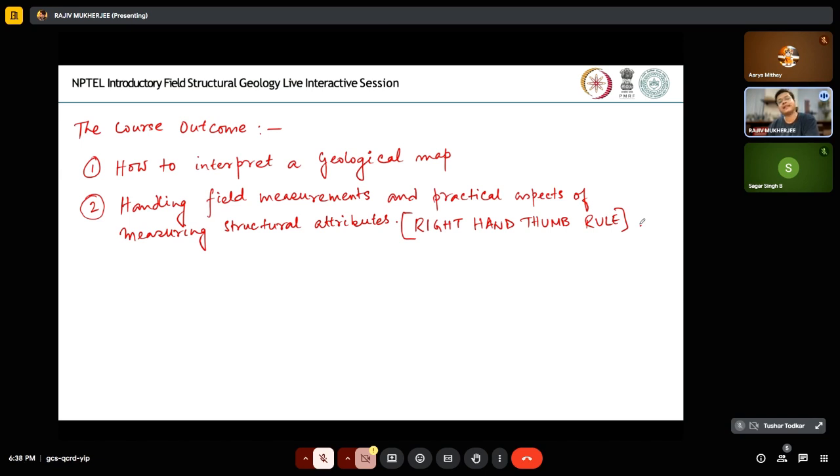So another thing is understanding which is a bedding plane. I mean, which are the bedding planes in a field, right? In a metasedimentary terrain, identifying bedding planes is a very tricky thing. And then there are some tricks, like understanding the compositional banding, then seeing the thickness variations, right?